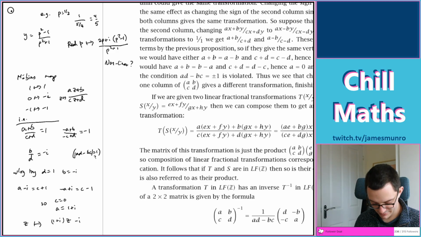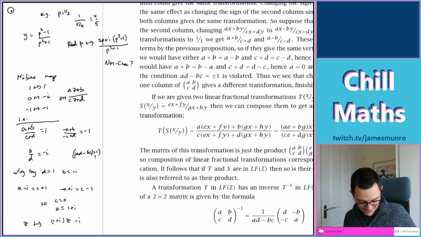No, that can't be right. What does that send 0 to? Minus i. What does that send 1 to? 1 goes to 1. What does that send minus 1 to? Minus 1 goes to minus 1, take away 2i. So I screwed up over here somewhere.